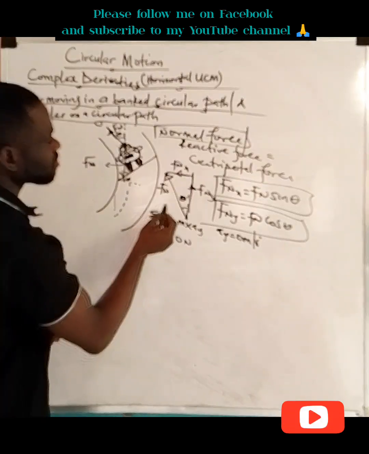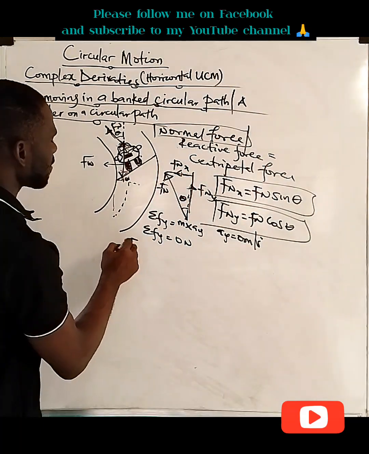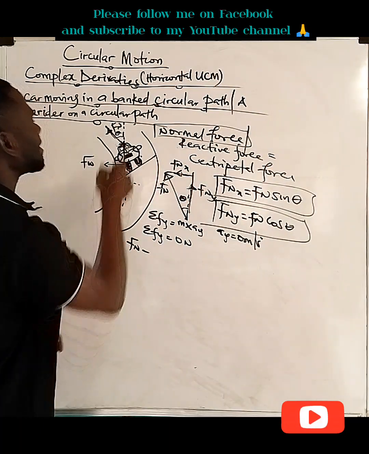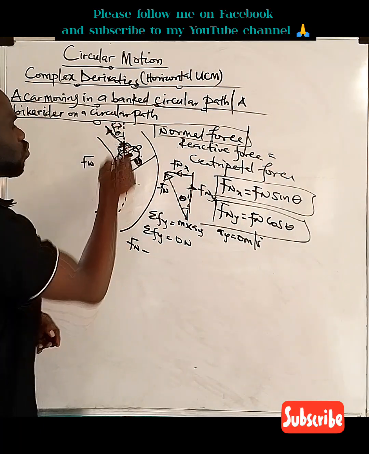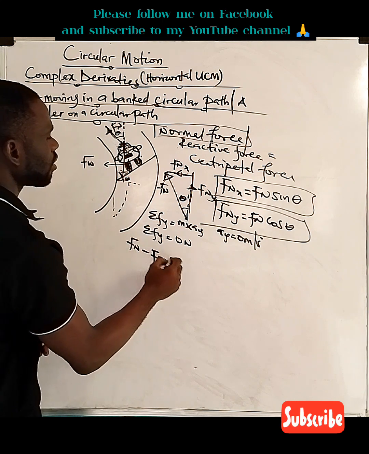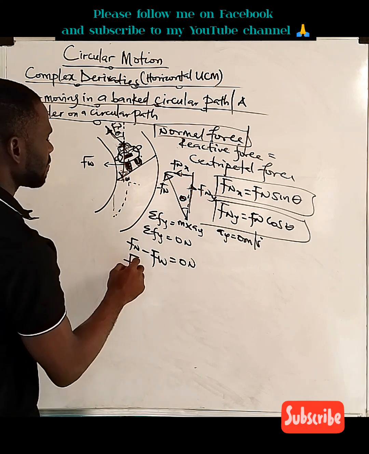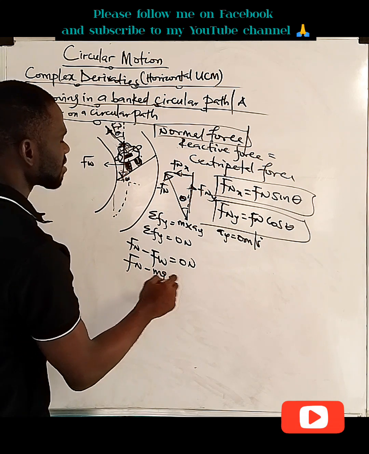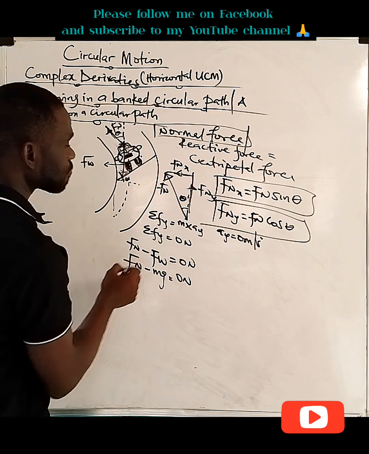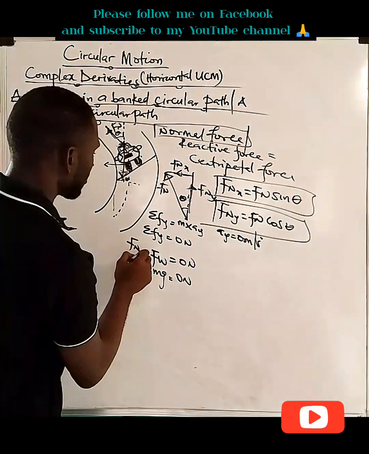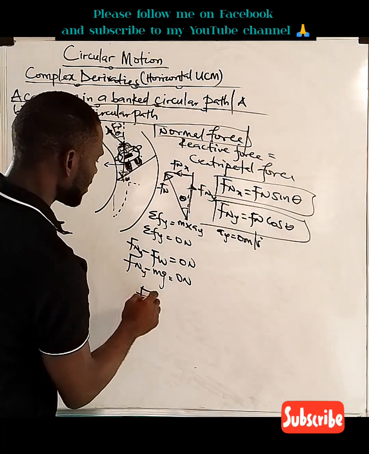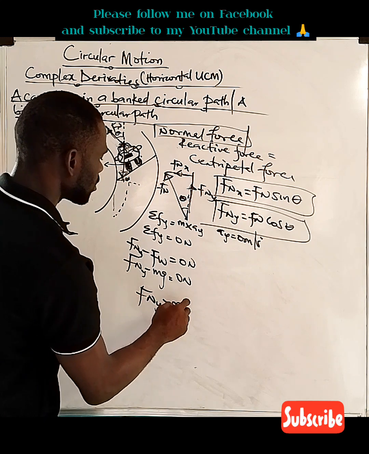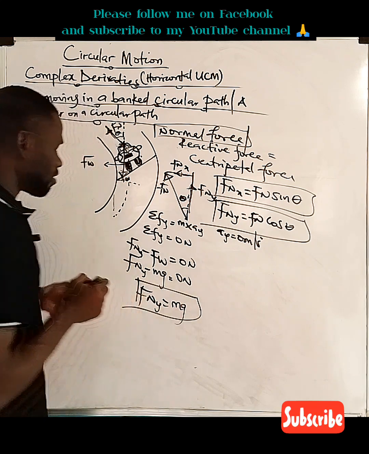So what are the forces we have? We have the normal force, Fn, minus the direct weight, Fw, equal to 0 Newton. So we have Fn minus mass times gravity equals 0 Newton. So the normal force along the y-axis, I beg your pardon, is mass times gravity. This is the normal force along the y-axis.